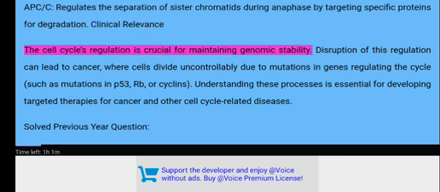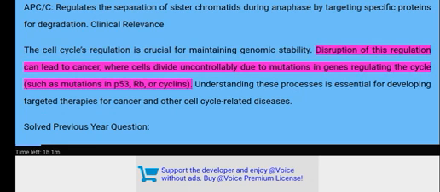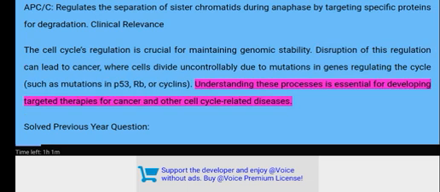Clinical relevance. The cell cycle's regulation is crucial for maintaining genomic stability. Disruption of this regulation can lead to cancer, where cells divide uncontrollably due to mutations in genes regulating the cycle, such as mutations in P53, RB, or cyclins. Understanding these processes is essential for developing targeted therapies for cancer and other cell cycle-related diseases.